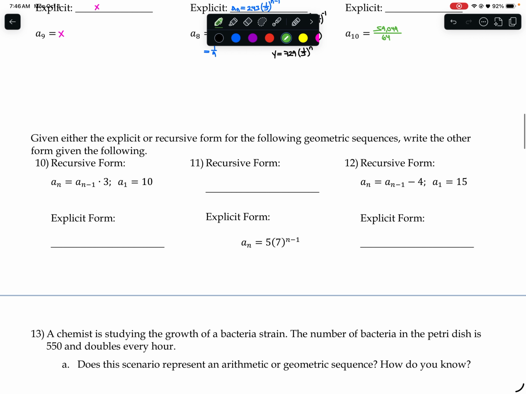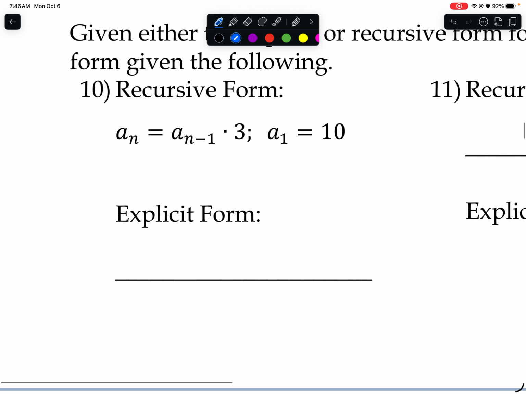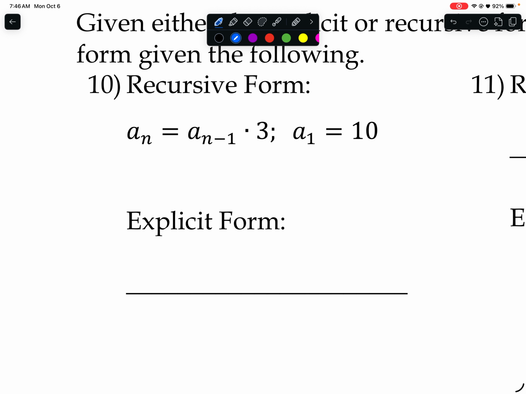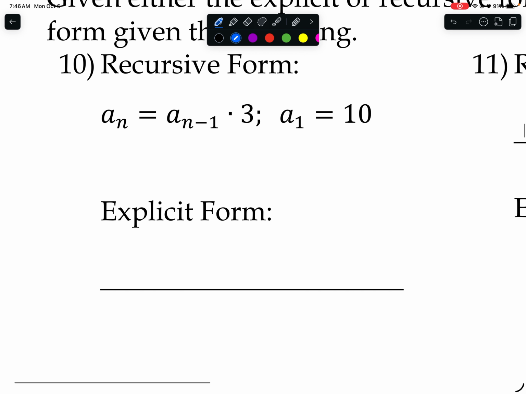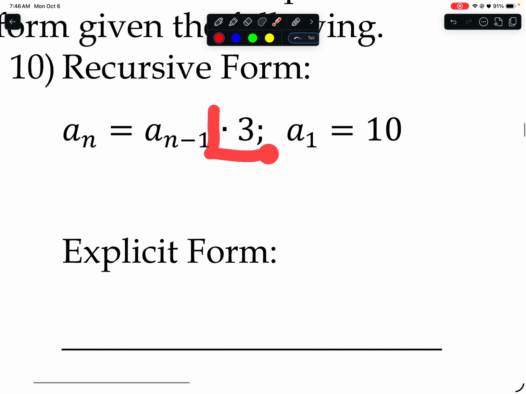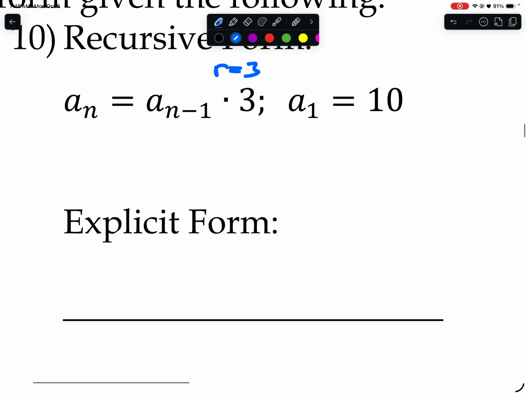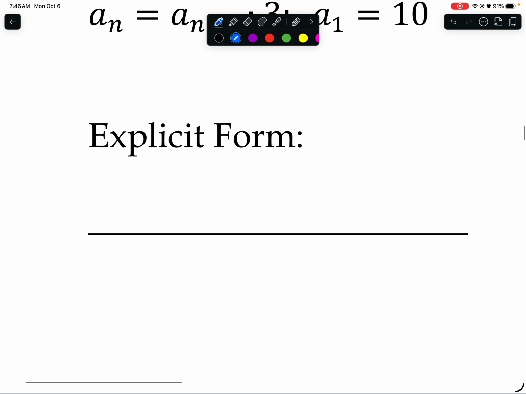Now down below, what's going to happen is we're going to give you either the recursive or the explicit form, and you have to fill in the other one. So we're not going to outright tell you if it's geometric or arithmetic. You have to look at what we give you and determine that yourself. So given this recursive form, notice how we're multiplying by a 3 value. So what this tells me is that this is going to be geometric with an R value of 3. So when I write out my explicit form, this would be a sub n equals the value of the first term, which is 10, times the common ratio raised to the n minus 1.